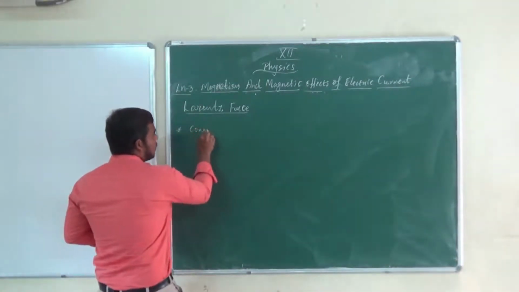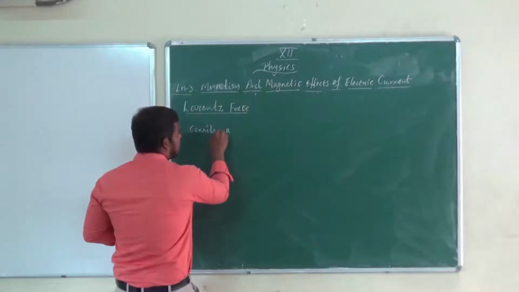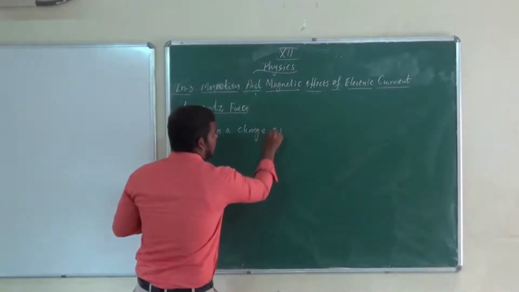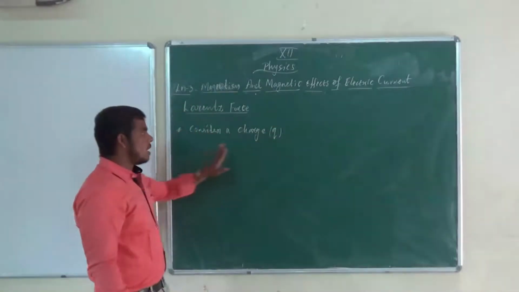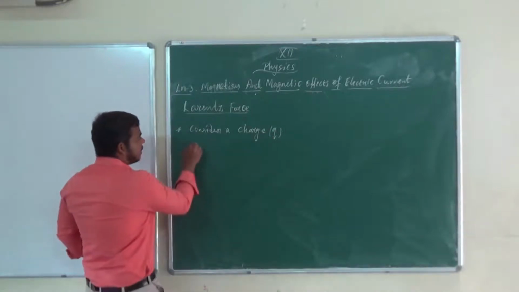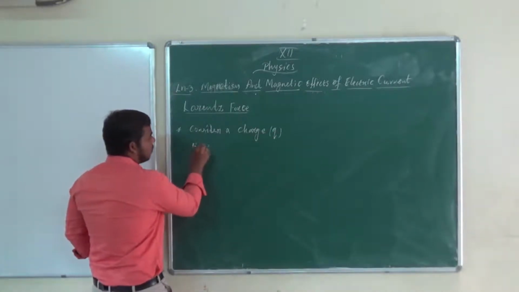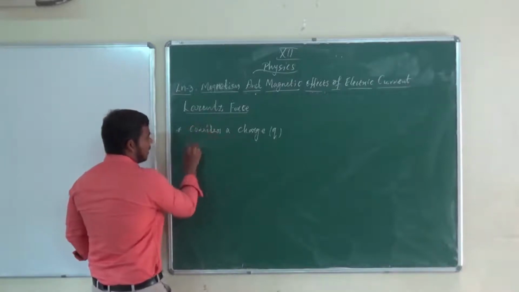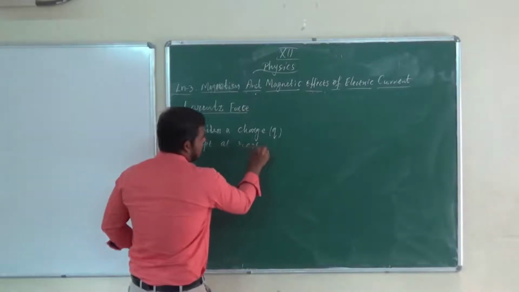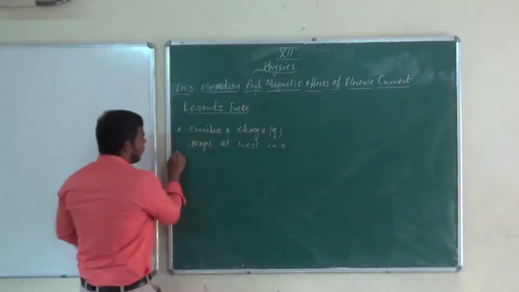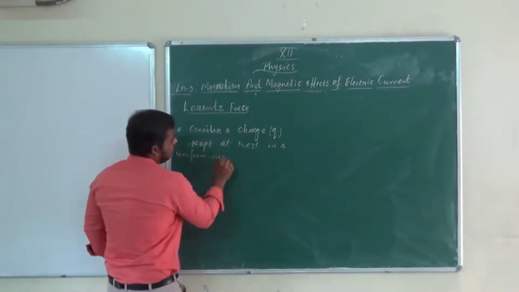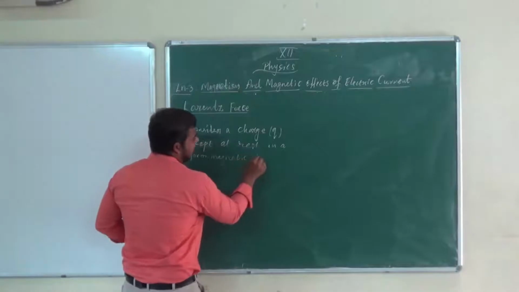Consider a charge. What is the charge? Q. Here Q indicates a positive charge. Consider a charge Q, kept at rest in a uniform magnetic field. What is that first statement?